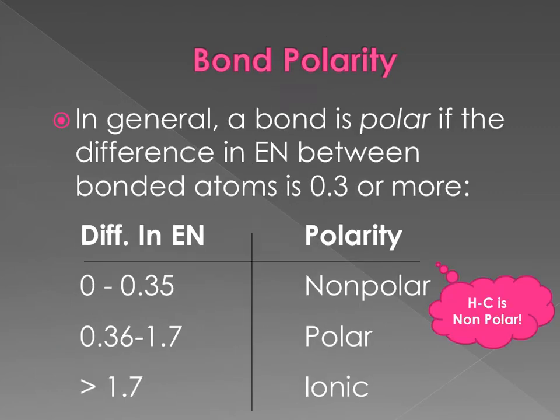So in general, a bond is polar if the difference in electronegativity between bonded atoms is 0.3 or more. Now I'm giving you a range: 0 to 0.35 is nonpolar covalent, 0.36 to 1.7 is polar covalent, and anything greater than 1.7 is where we have ionic bonding. If you look at carbon and hydrogen's electronegativity difference, if you subtract them, they fall within this range, making the bond between the two nonpolar covalent.